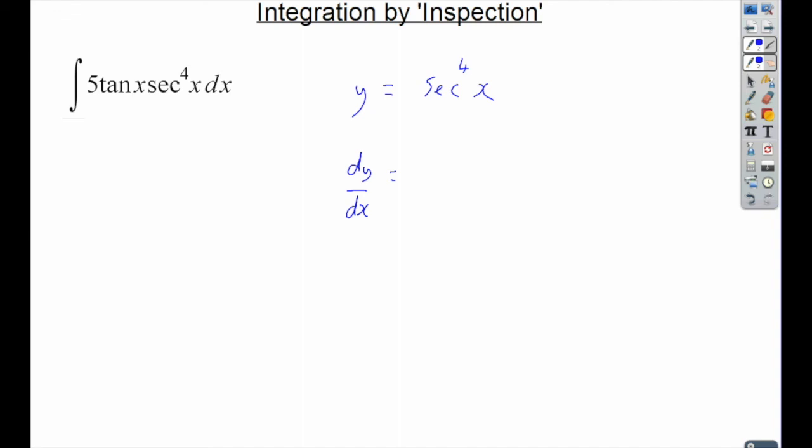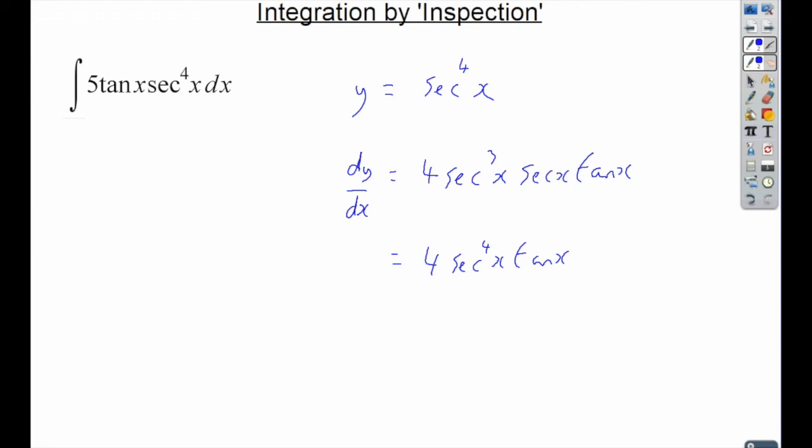When you differentiate that, you're going to get 4 sec cubed x, and then differentiate the sec x, you get sec x tan x. If we simplify that, we're going to get 4 sec to the power of 4 x tan x. Now if you notice, that is extremely similar to what we actually need. We just need 5 tan x sec to the power of 4 x, and we've got 4 sec to the power of 4 x tan x.